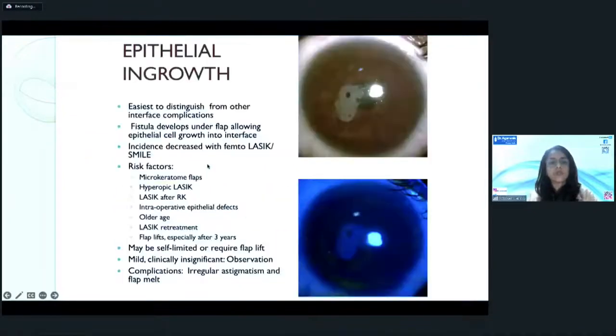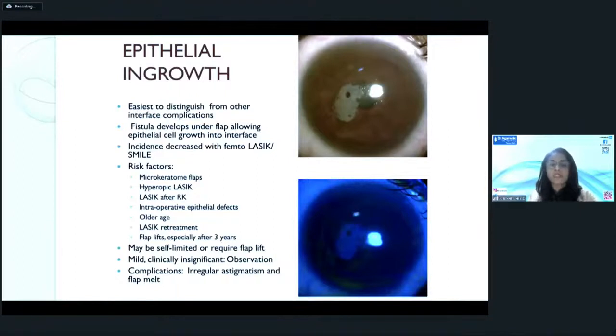This is on epithelial ingrowth, and of course, epithelial ingrowth is very easy to distinguish from other interface complications. We all know how it happens. It could happen due to primary implantation during surgery, but the more common mechanism is that the edge of the flap is not stuck properly, or there's a small gap, and a fistula develops under the flap, which allows the epithelial cells to grow into the interface. Of course, the incidence is decreased with the femtosecond laser and SMILE as compared to microkeratomes.